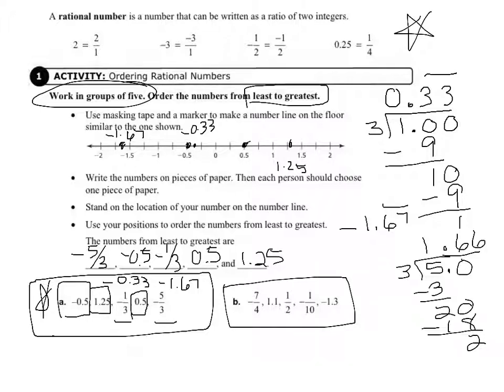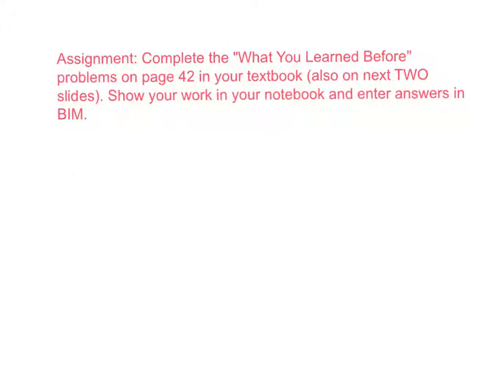So in class, that's what we're going to be doing with the rest of these, is you're going to be working with a group and turning these into decimals, putting them on a number line, and then placing them in order from least to greatest. Your assignment for this lesson is to complete the What You Learned Before problems on page 42 in your textbook. They are also shown on the next 2 slides. Show your work in your notebook and enter your answers in your Big Ideas Math.